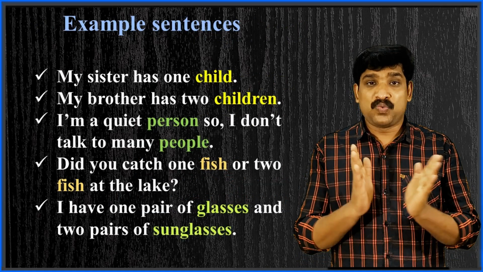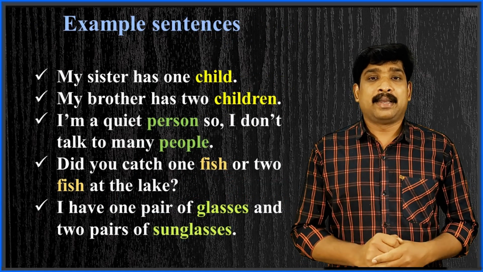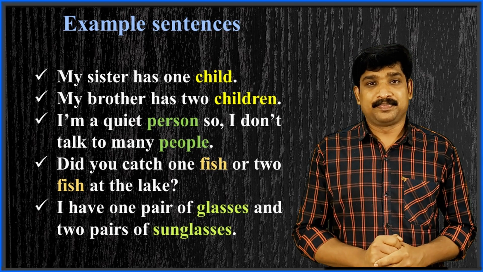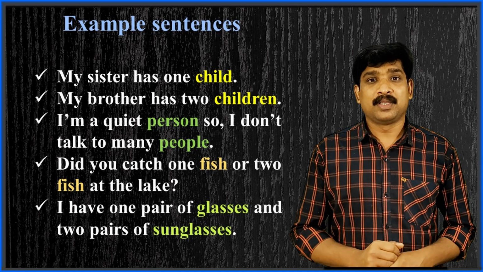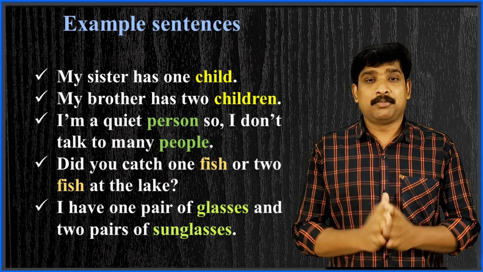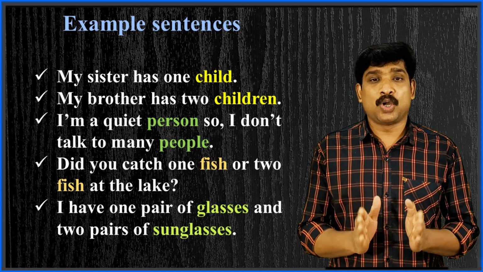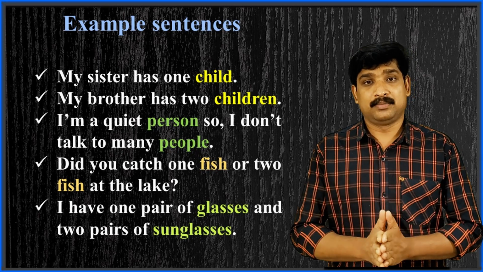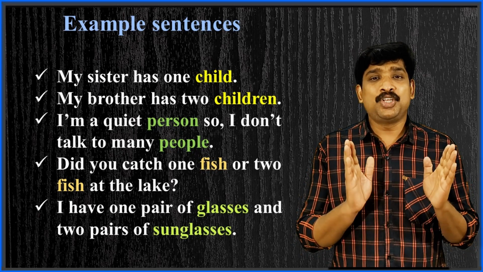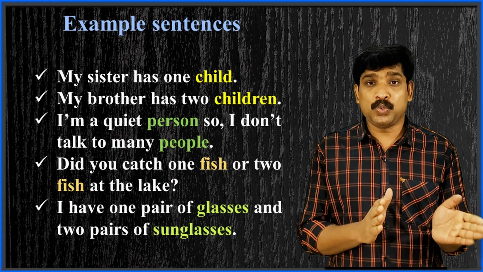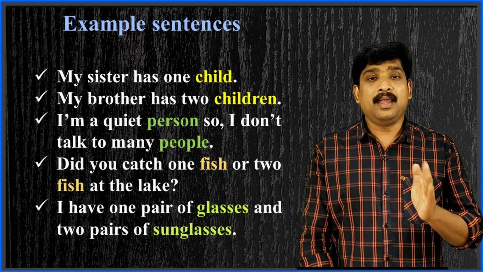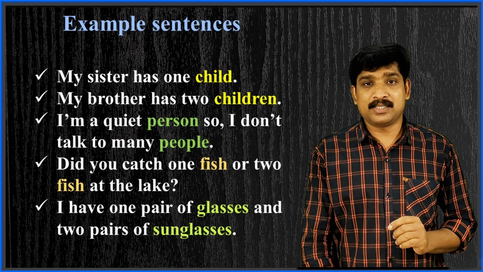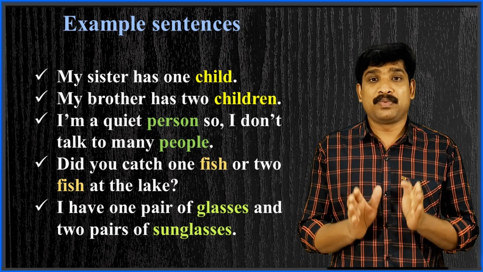Let us move on to example sentences now. Let's start. First, my sister has 1 child. My brother has 2 children. Next, I am a quiet person, so I don't talk to many people. Next sentence, did you catch 1 fish or 2 fish at the lake? Next sentence, I have 1 pair of glasses and 2 pairs of sunglasses.